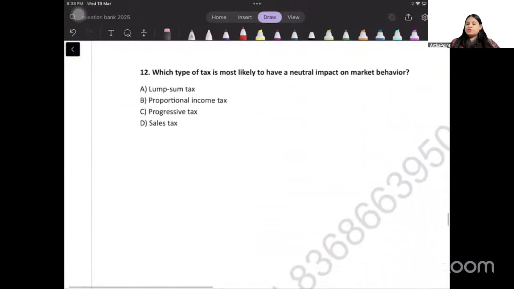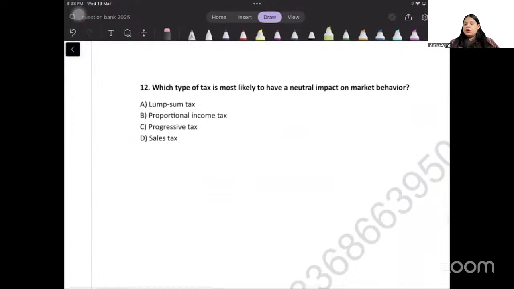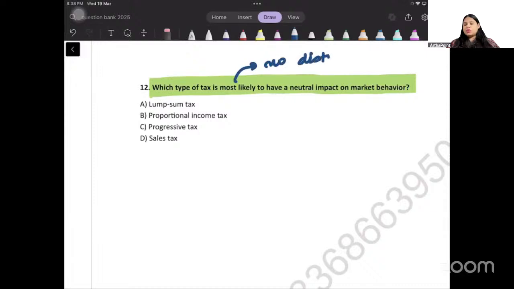Next question. Which type of tax is most likely to have neutral impact on market behavior? Neutral impact का सेम ही मतलब है no distortion or very less distortion. Lump sum tax, proportional income tax, progressive tax, sales tax. Try to answer question number 12.